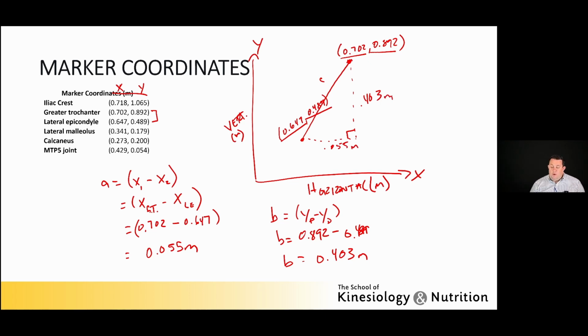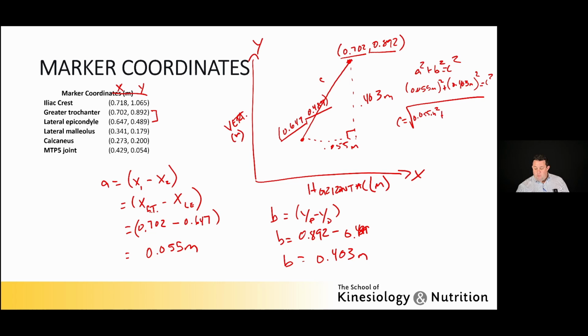And now all we need to do is the quick Pythagorean theorem to determine the length of side C. And so we can say that A squared plus B squared equals C squared. And we know that A was 0.055 meters squared plus 0.403 meters squared will be equal to C squared, such that C, when we take the square root of all that, will be equal to the square root of 0.055 meters squared plus 0.403 meters squared.